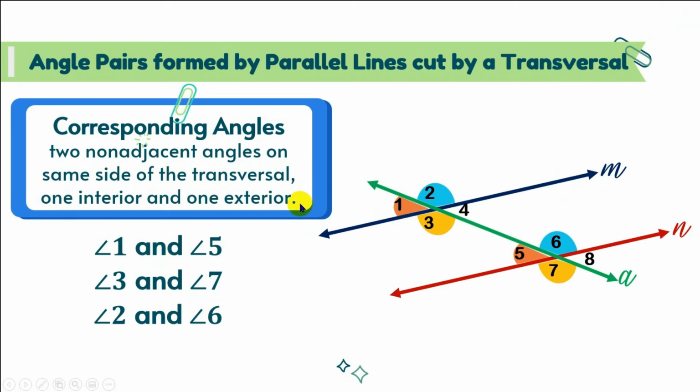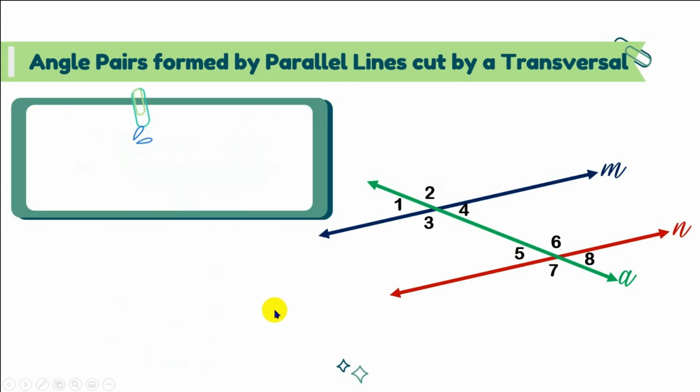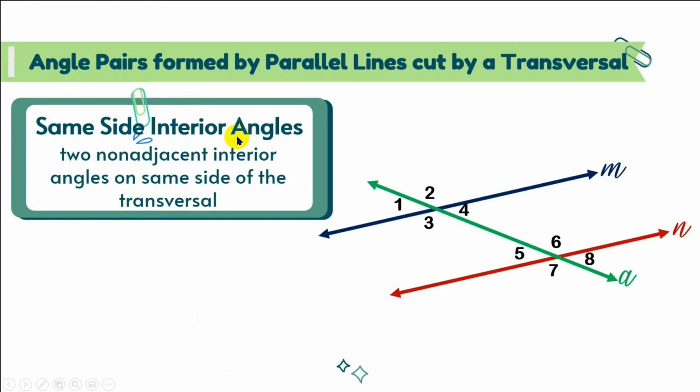And then, for the last pair of corresponding angles, so we have angle 4 as the interior angle. Ang kapares niya ay ang exterior angle, angle 8. So, 4 and 8 is another pair of corresponding angles. Remember the description of corresponding angles. They are non-adjacent on the same side of the transversal line and one interior, one exterior. Okay? So, next, we have the same side interior angle.